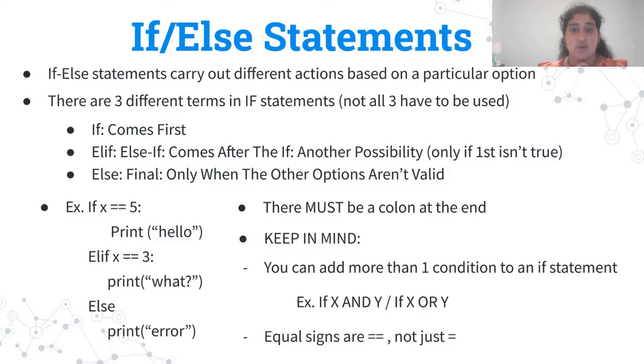Another thing is that you can add more than one condition to an if statement. So you can say if x and y, or if x or y, as we mentioned previously in the Booleans. Equal signs also must be used with a double equal sign, not just a single equal sign. So if x is equal to 5, you have two equal signs for if statements.